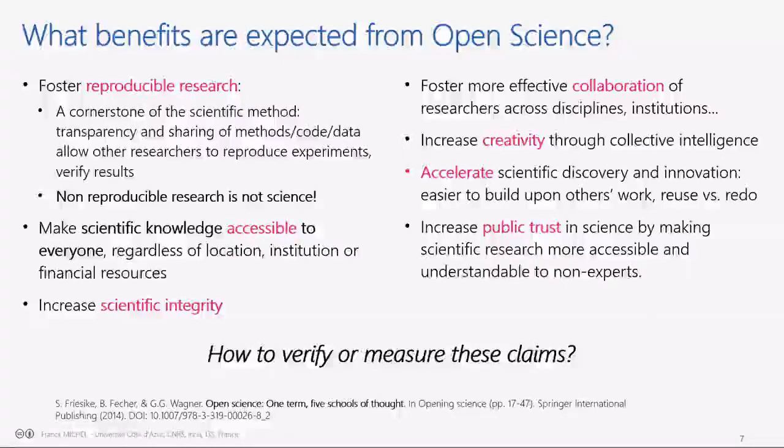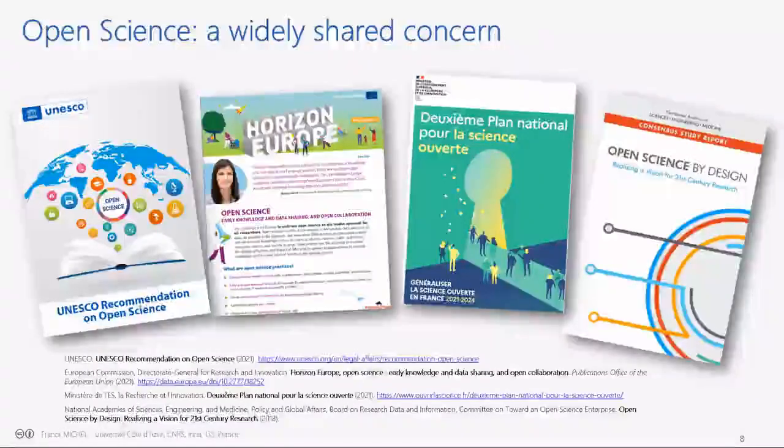Anyway, the fact is that most countries and institutions now have a strategy for open science, and this can be seen. These are just a few examples. From left to right, on the left, this is the UNESCO recommendation for open science. Then this is the Horizon Europe recommendations for open science. Horizon Europe is the European Union's key funding program for research and innovation. The third one is the French second national plan for open science. And the last one is from the American National Academies of Sciences, Engineering, and Medicine.